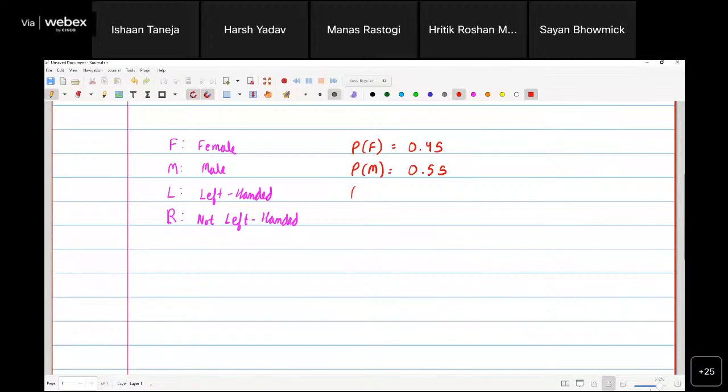Probability of selecting a left-handed person? Do we know this? No, sir, we don't know. Sir, 0.45 times 0.09 plus 0.55 times 0.11.